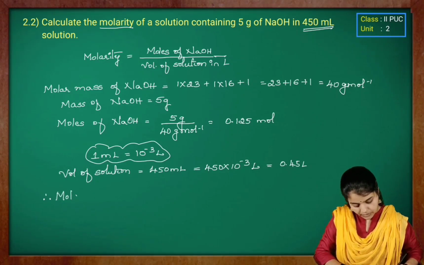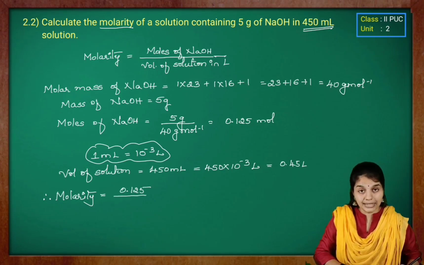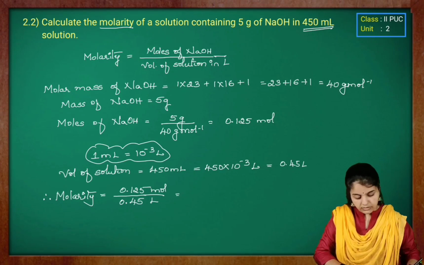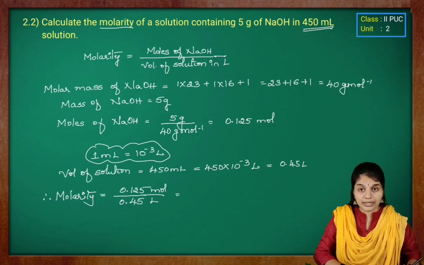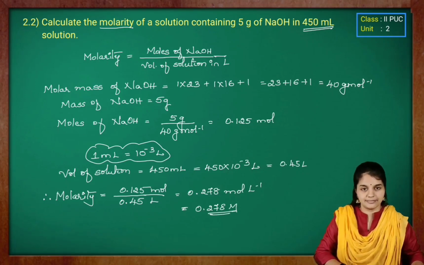So therefore we have molarity is equal to moles of NaOH, that is 0.125 moles divided by volume of solution in liters, 0.45 liters. So 0.125 divided by 0.45. So the answer is 0.278 mole per liter. Nothing but 0.278 molar is the answer.